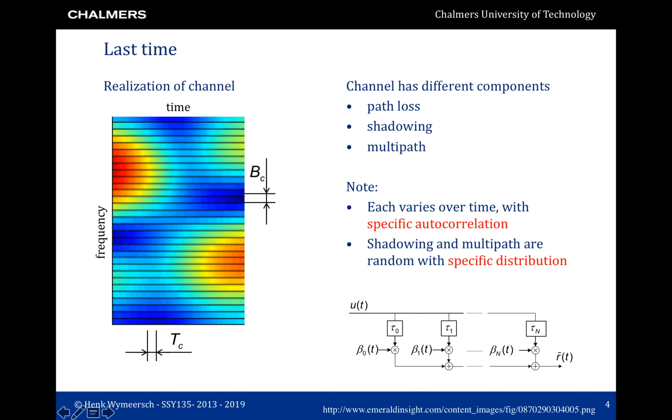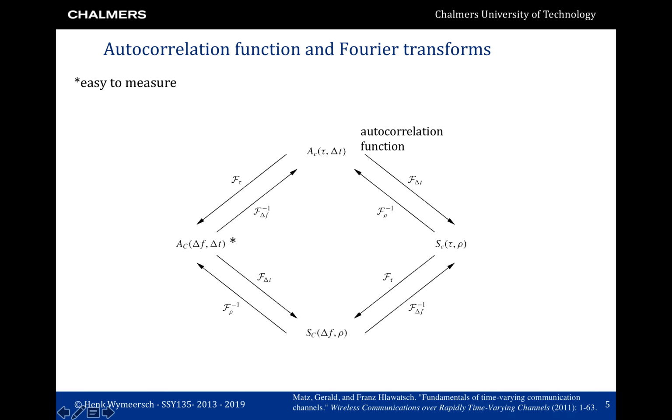The channel itself is random. It varies over time and has a specific autocorrelation function. Shadowing and multipath are random with specific distributions. Shadowing is log-normally distributed, while for multipath fading we have seen Rayleigh and Ricean distributions. We've also seen different kinds of autocorrelation function.